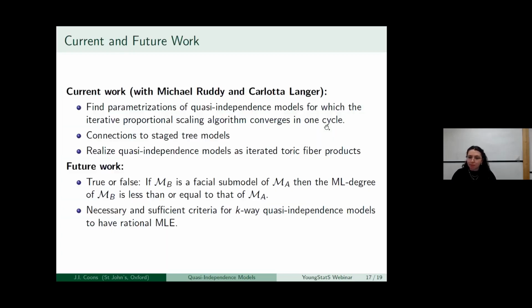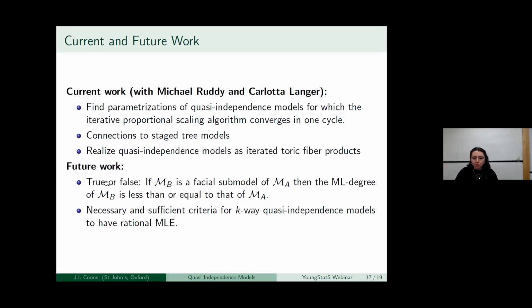So some current and future work on this with Michael Ruddy and Carlotta Langer. We're working on finding parameterizations of these for which the iterative proportional scaling algorithm converges in a single cycle. And when you can do this for higher, so what would be K-way quasi-independence models.